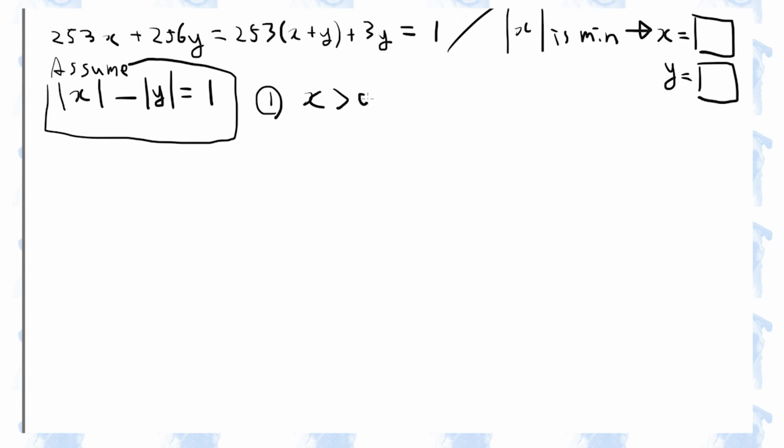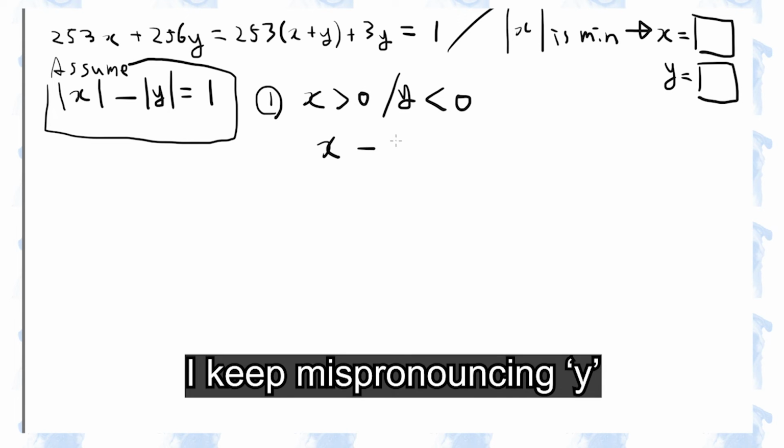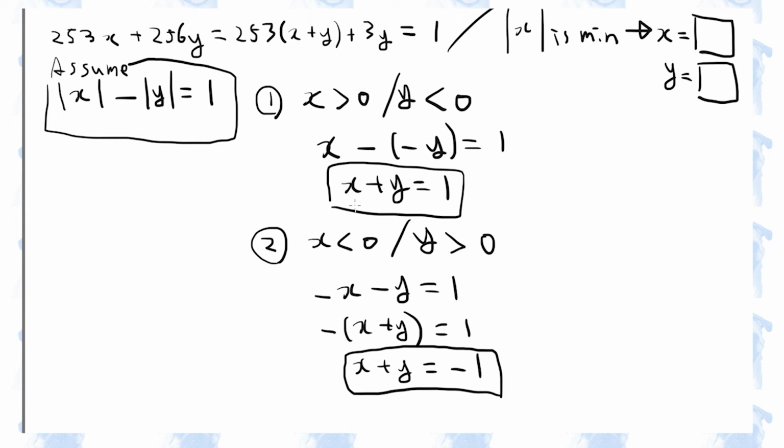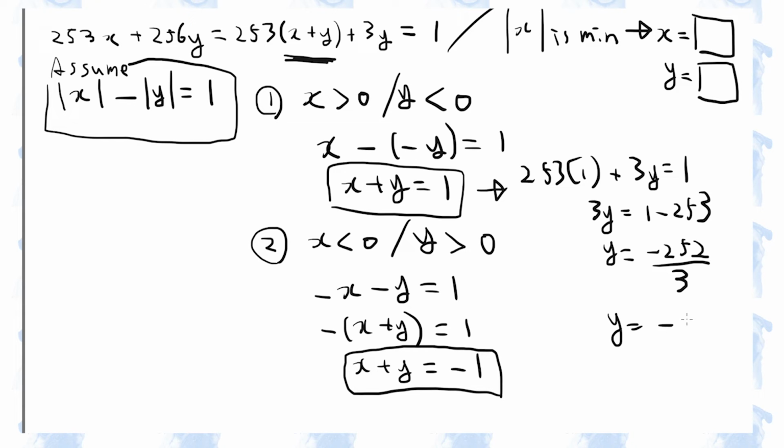One, x is positive and y is negative. In this case, x minus y is 1, that is, x plus 1 is 1. And the second case is where x is negative and y is positive, in which case minus x minus y is 1. So let's substitute these two values of x and y into here. This is equal to minus 84. So let's plug this number back into this equation to get the value of x.